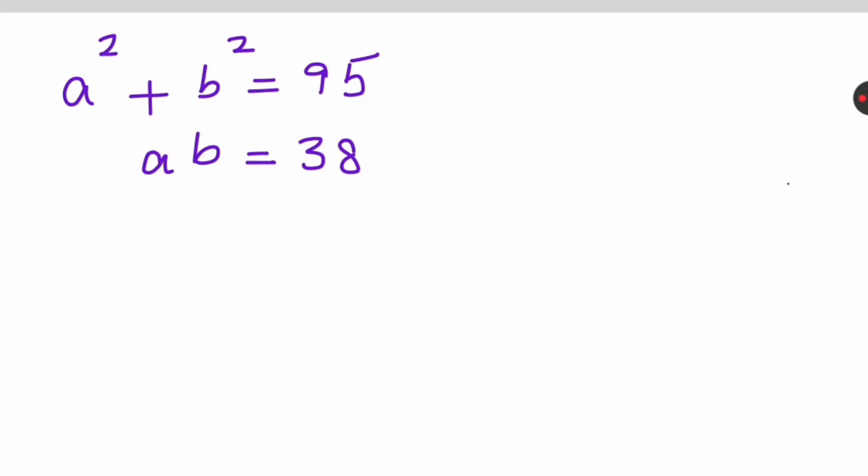Today's question is: a raised to power of 2 plus b raised to power of 2 is equal to 95, then ab equal to 38. We need to find the value of a raised to power of 4 plus b raised to power of 4. Let's see how to do it.